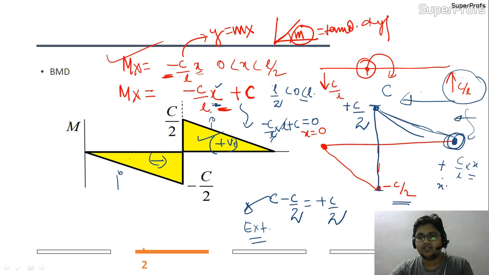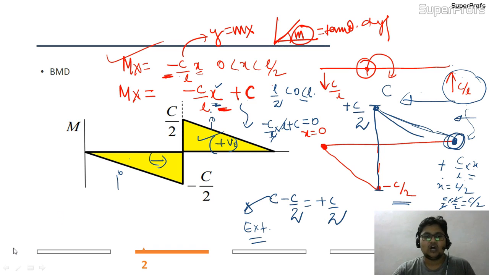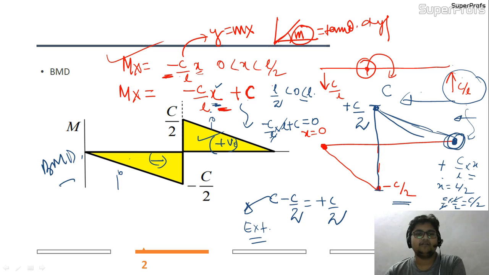As you can see, if you put x equal to L by 2, I am getting the moment to be C by L into L by 2, which is nothing but C by 2 itself. So you can draw from the right hand side also. It is very much immaterial whether you draw the diagram from the left hand side or the right hand side, you will arrive at the same result. So this was the bending moment diagram of the beam which was shown as loaded.